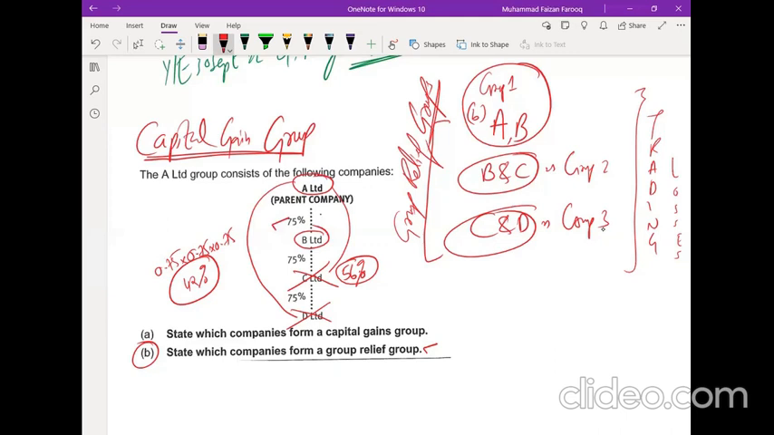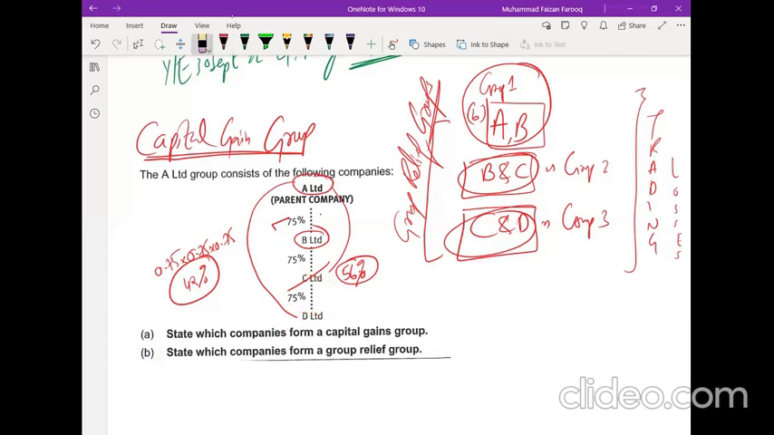A and B can share losses between each other. B and C can share the losses between each other, and C and D can share the losses between each other, because they are forming separate 75% groups. A is not part of a group with C, because A doesn't have an effective holding of 75% in C, right? Okay, so that's it for the group.